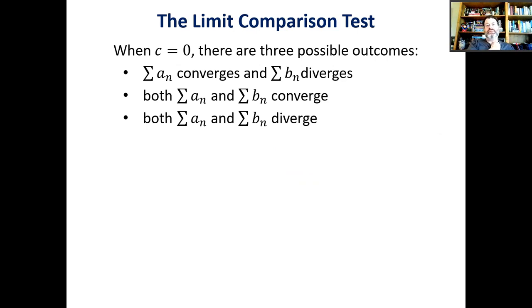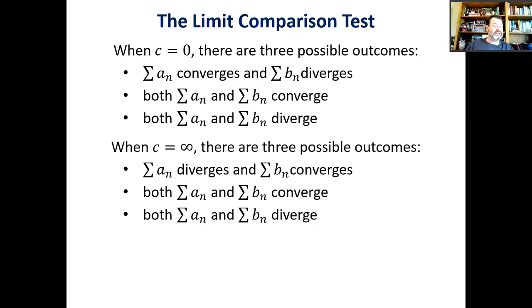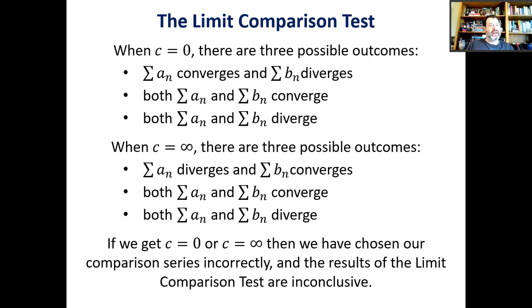When c equals 0, it's conceivable that you could just make a bad choice and get c equals 0. It turns out that it doesn't tell you anything about what's happening. You could get numerator converge, denominator diverge. Both converge, both diverge. It doesn't tell you much. If you get c equals infinity, you could get numerator diverge, denominator converge. Or you could get both converge, both diverge again. If that happens, if you get c equals 0 or c equals infinity, then you have chosen your comparison series incorrectly, and the results of the limit comparison test are considered inconclusive.